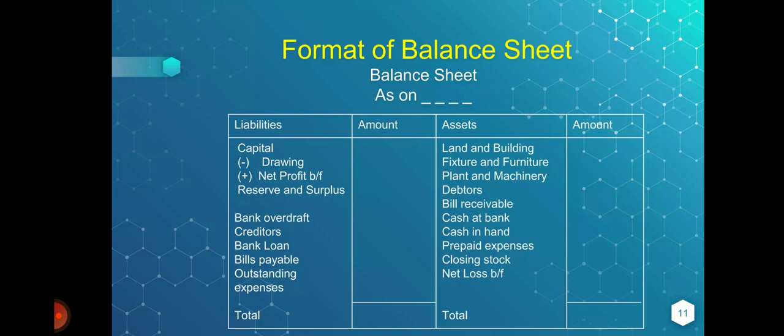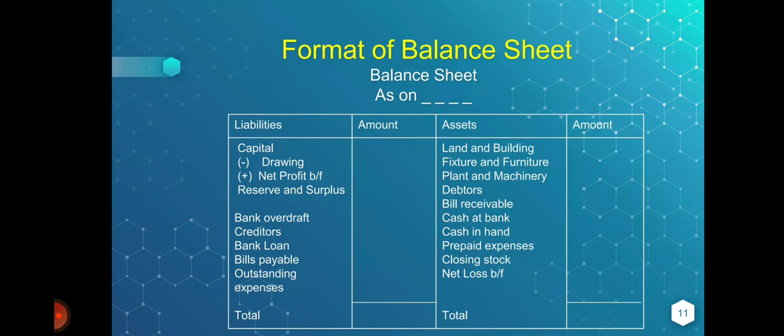In the balance sheet, on the left hand side we record liabilities, on the right hand side we record assets of the company. Under liabilities, the first item will be capital. If there are any drawings, then drawings should be deducted from the capital. And if there is any net profit, then net profit has to be added to the capital, and the final amount has to be entered in the outer column of the balance sheet.